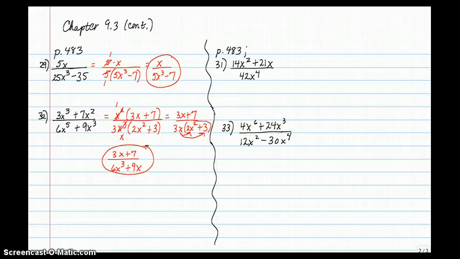All right, let's have you try some. Go ahead and write down on the right side of your paper numbers 31 and 33. Go ahead and stop the recording. And when you finish, turn it back on and check it. If you don't understand the explanation, listen to it a second time.